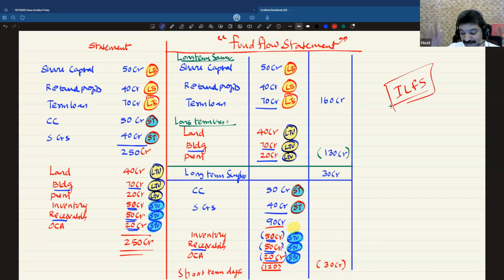Okay, this is not connected with ILFS company, which actually made a mess. And that mess is very visible and clear in fund flow statement because they basically diverted short-term funds for long-term purpose. Okay, that comes over there.